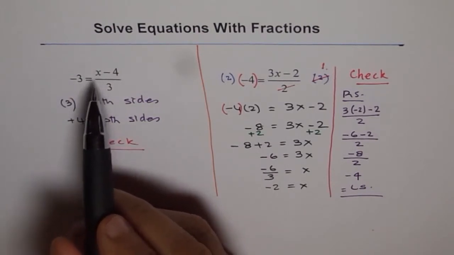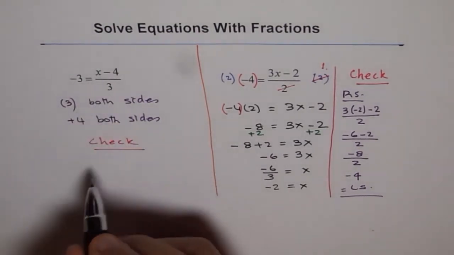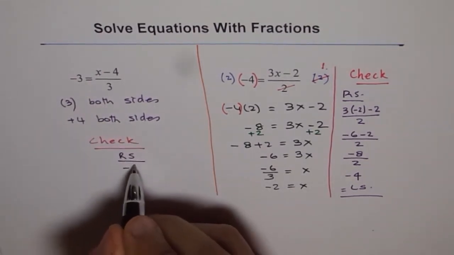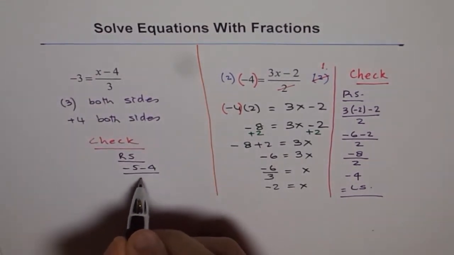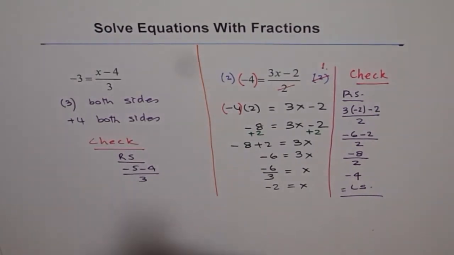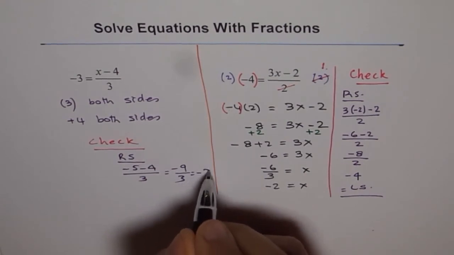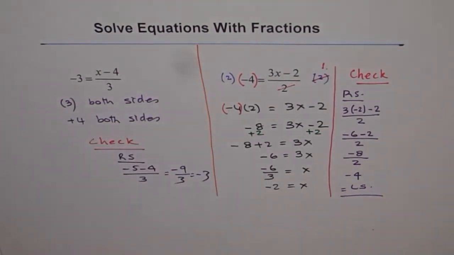Let's check with minus 5. Do we get the real answer? So on the left side, I'm going to check it. Minus 5 minus 4 divided by 3. Minus 5 minus 4 is minus 9, divided by 3, which is minus 3. Perfect. So that is a good solution.